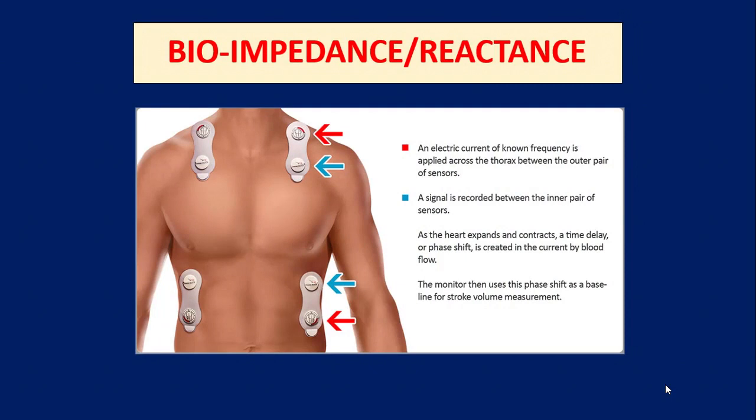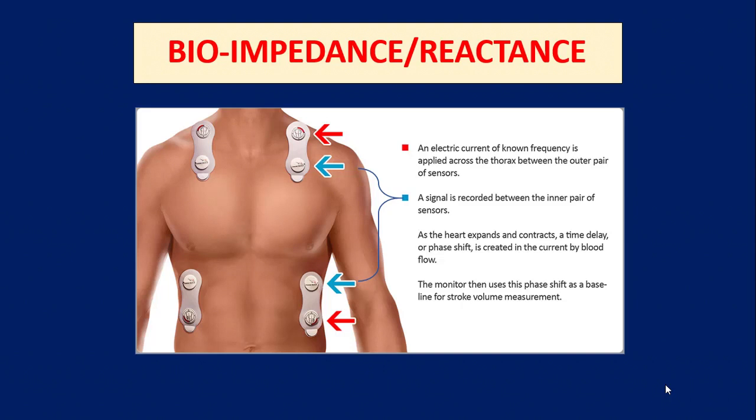A few slides on one or two things which can be asked in the exam: bioimpedance or bioreactance. Many centers are now using the new monitor based on bioreactance. What is happening? We place electrodes; 4 electrodes are placed at the given locations. An electric current of known frequency is applied across the thorax between the outer pair of sensors, and the signal is recorded between the inner pair of sensors. So electrical current is passed here and we measure the electrical signal from here.